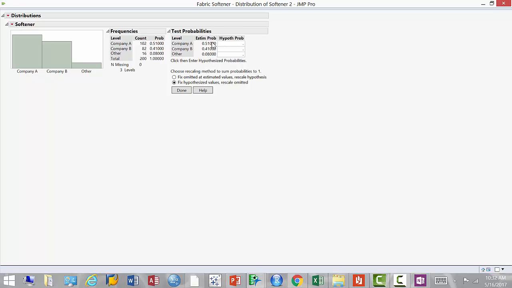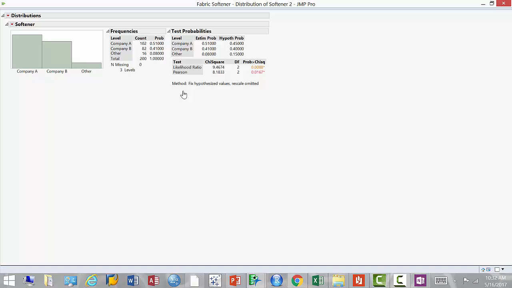And right there it says, well, your estimated probabilities as they are in the sample are 51% for company A, 41% for company B, and 8% for others. What are we testing? Hypothesized probabilities. So I should enter over here the probabilities that I have from my null, right? So company A still controls 45% of the market. Company B still controls 40% of the market. And others collectively still control 15% of the market. Okay? And then I click the done button.